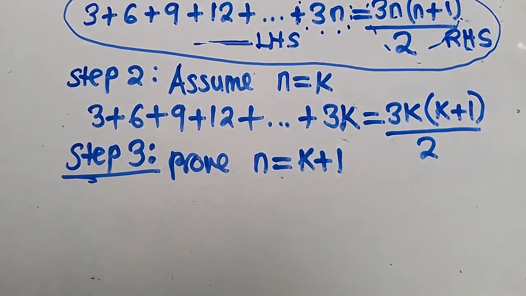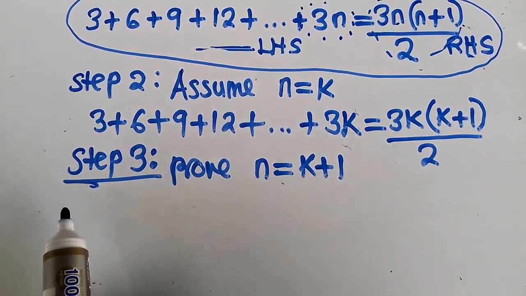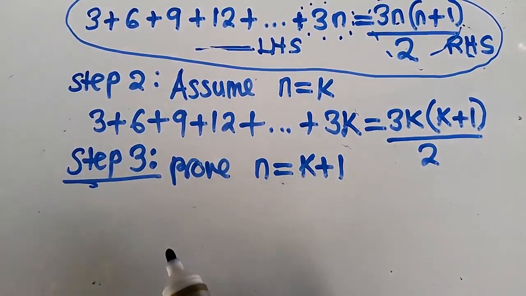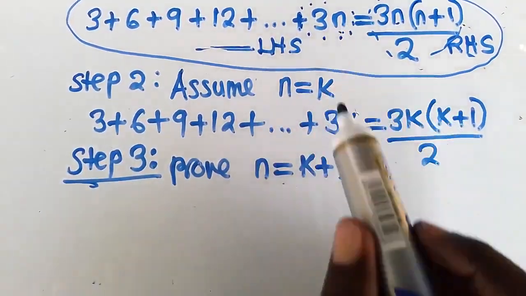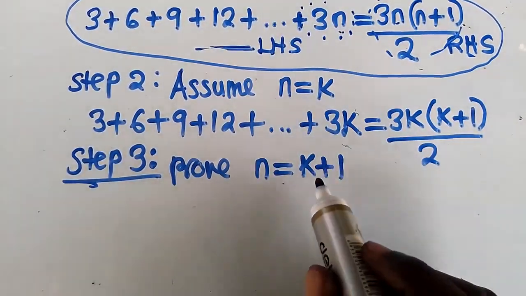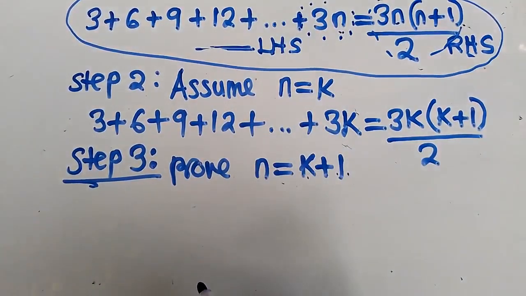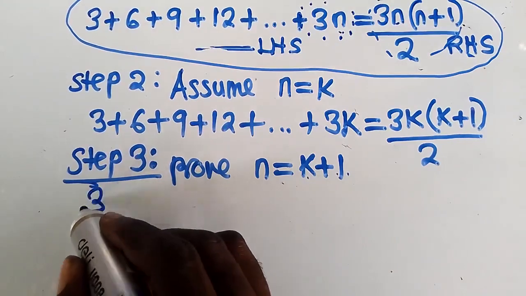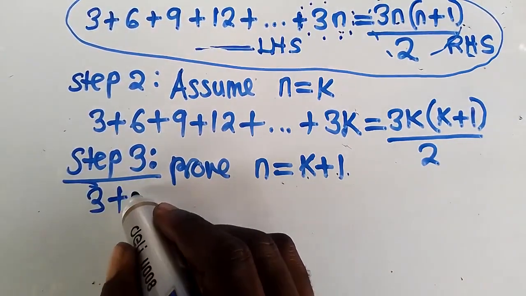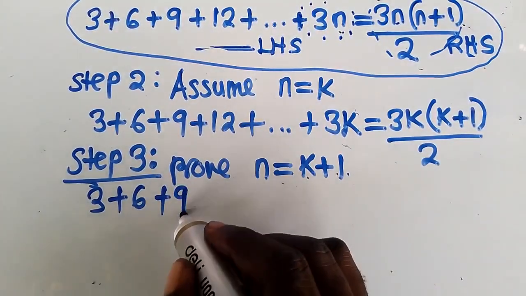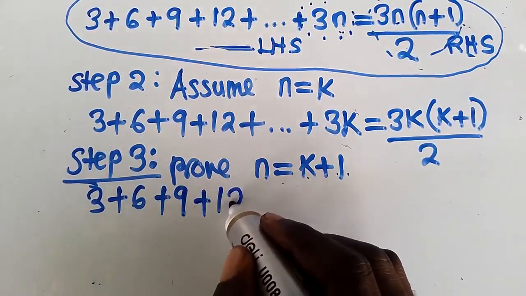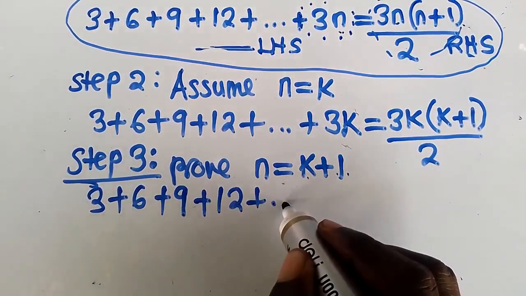Have you seen? This is the statement which I'm having. So in that statement of mine, what I'm supposed to do now is that I need to get this. Where there is n, I put what? What I'm going to put is k plus 1. This is what I'm going to do. So I'm going to say that 3 plus 6 plus 9, then plus 12, plus, this is just going on.